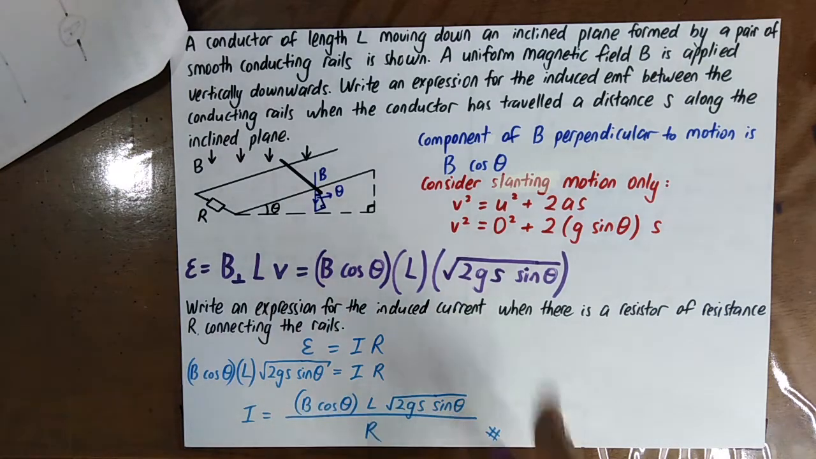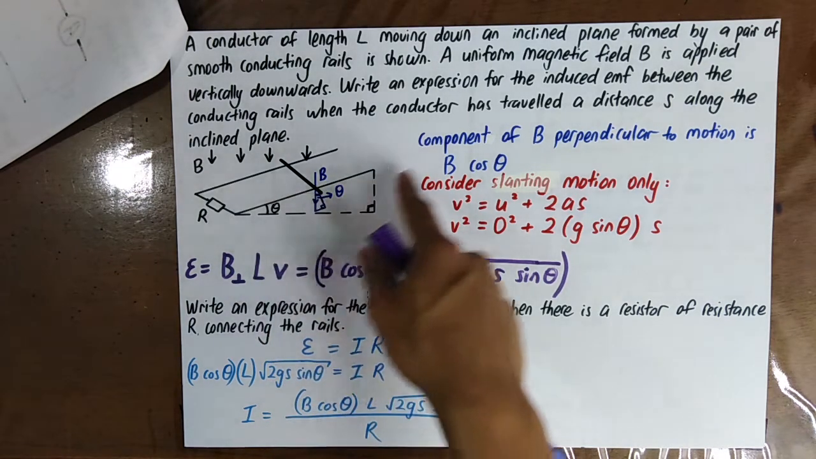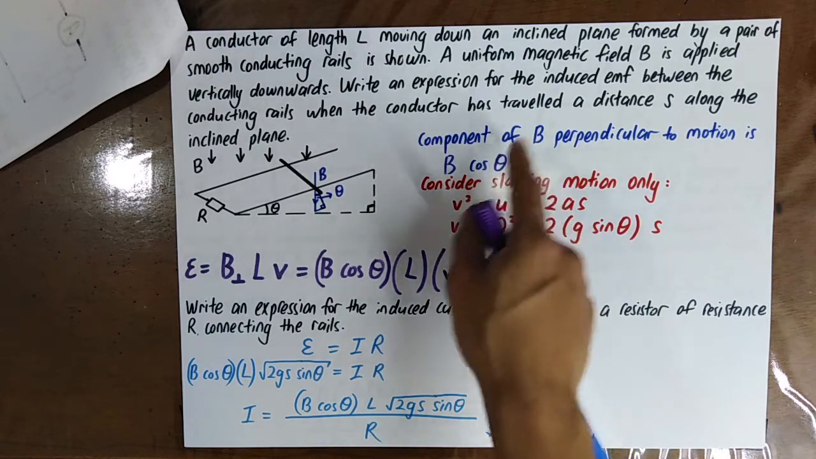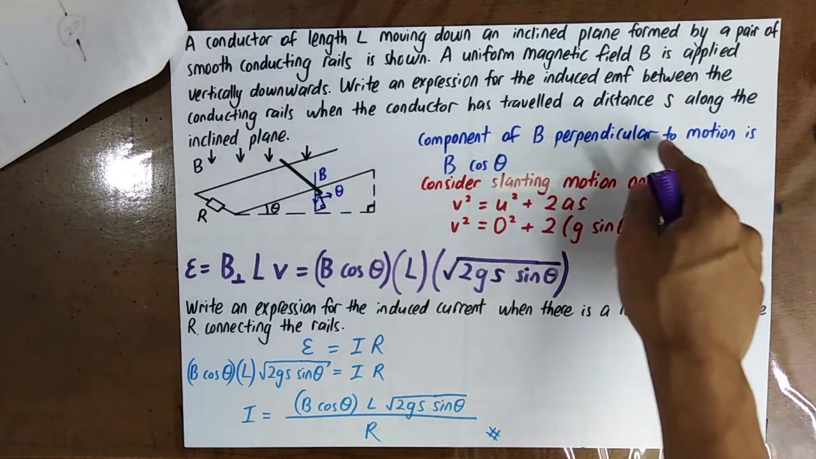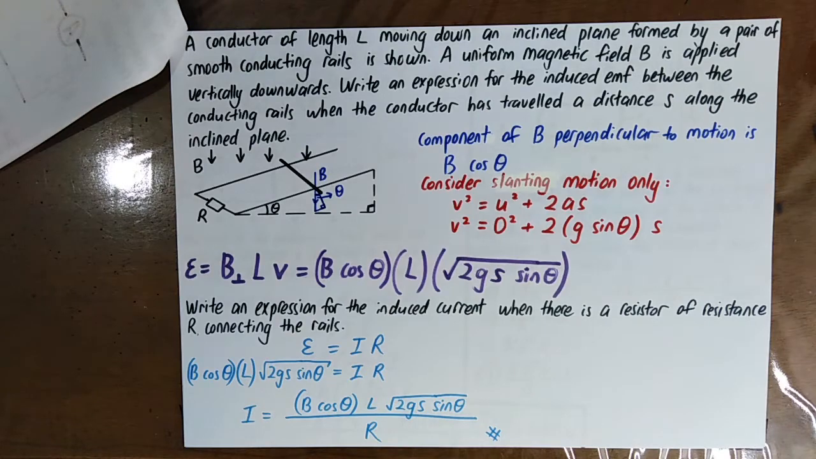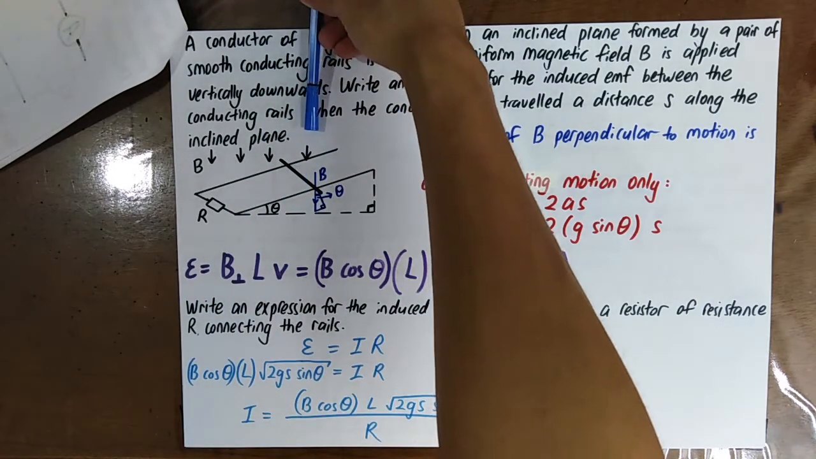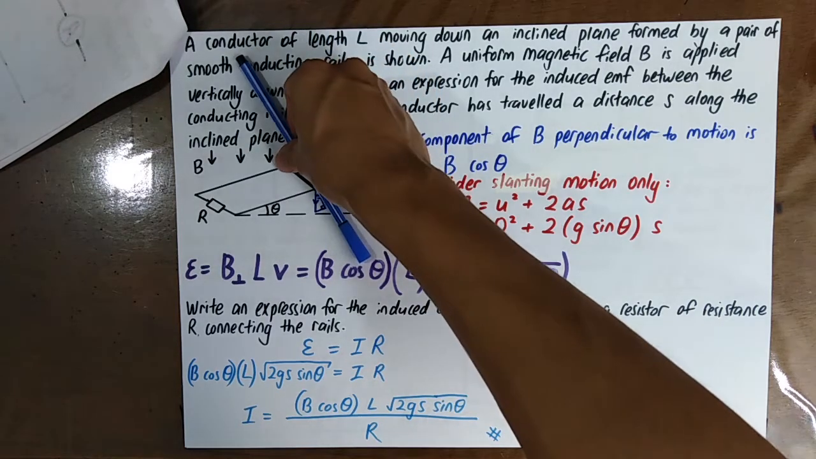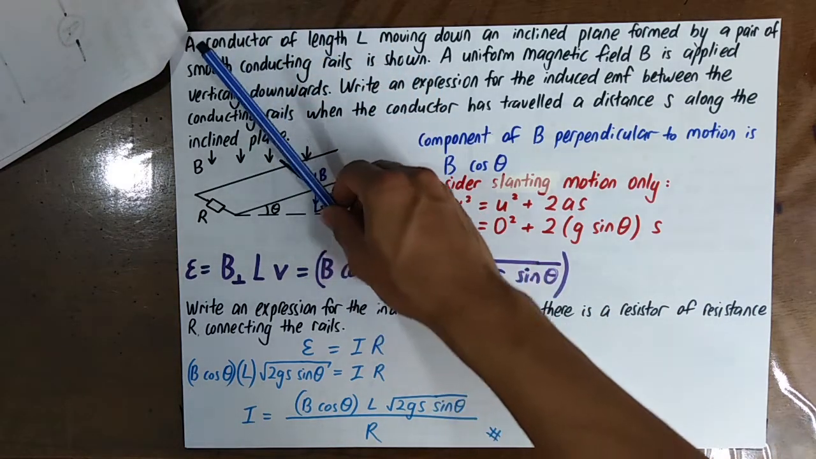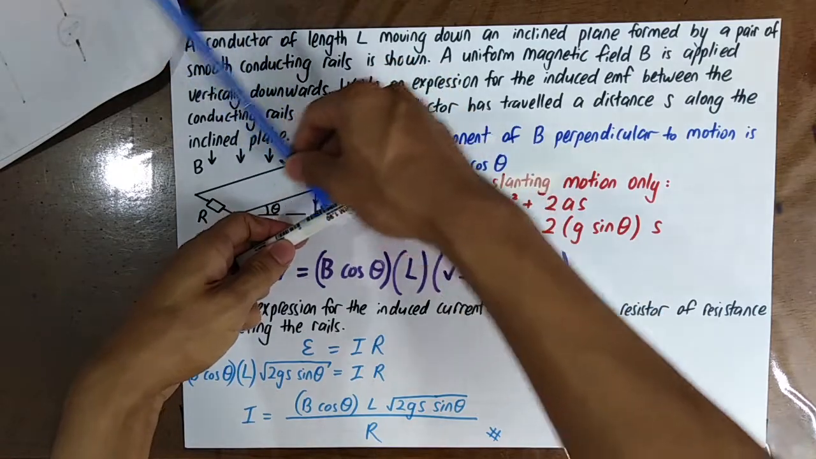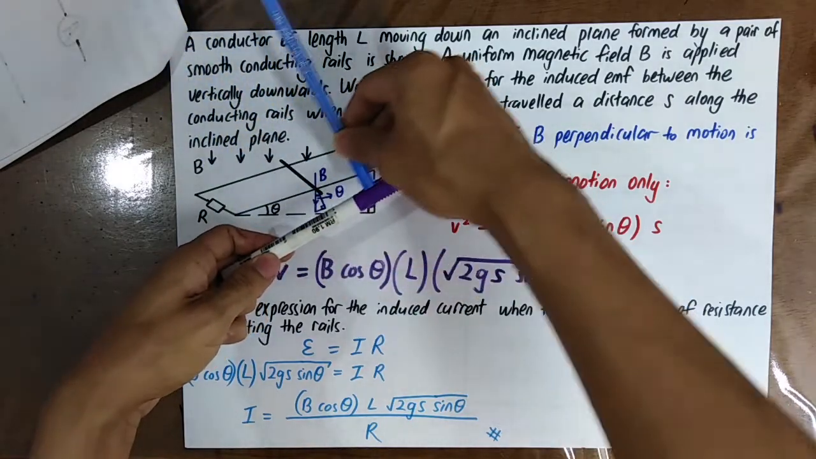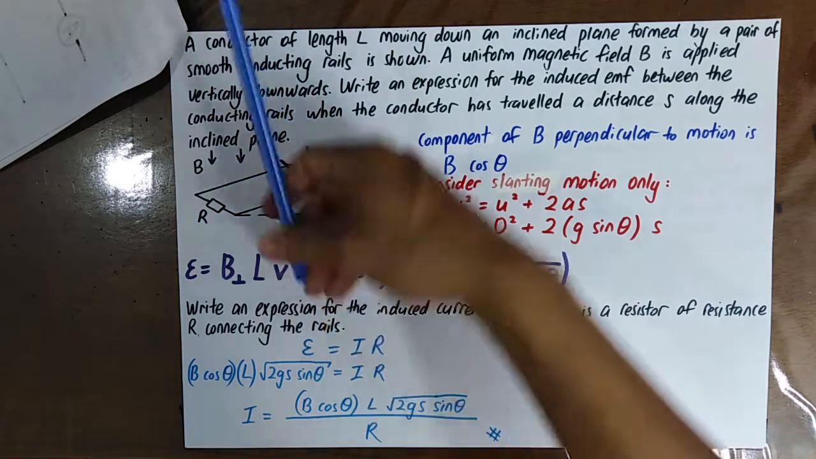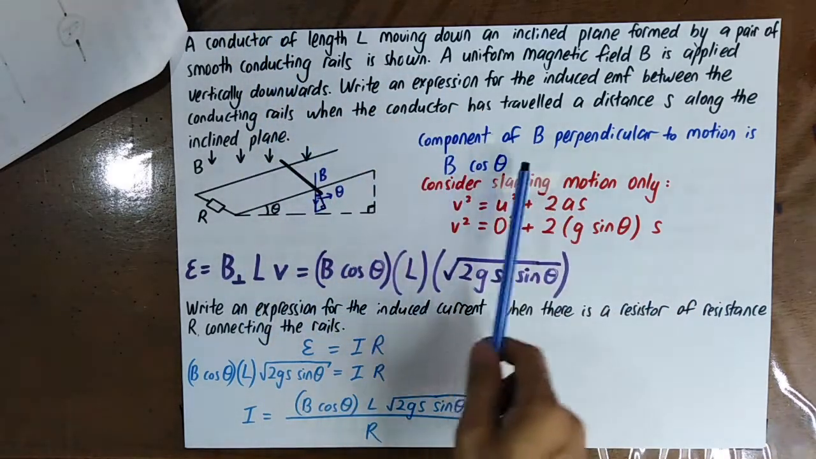By the same reasoning, you have to find the component of the magnetic flux density perpendicular to your motion. That means that when the magnetic flux density is acting downward, you have to resolve it to the direction perpendicular to the motion of the conducting rod. So you have to find this magnetic component, which is B cos theta.